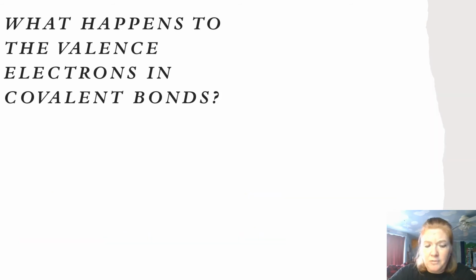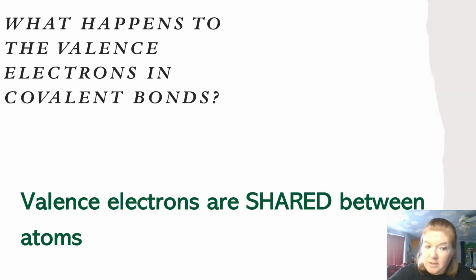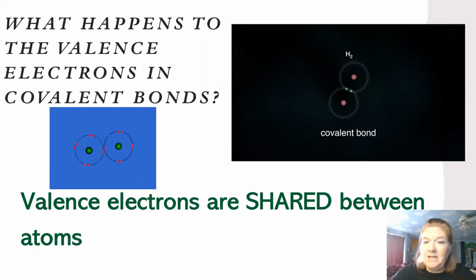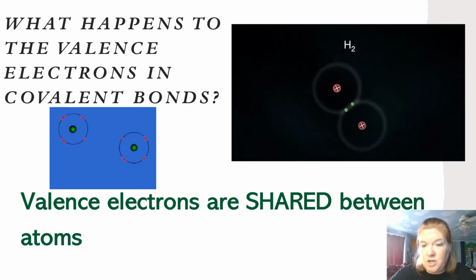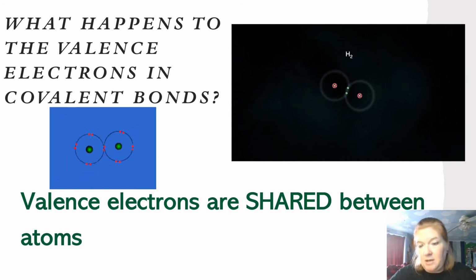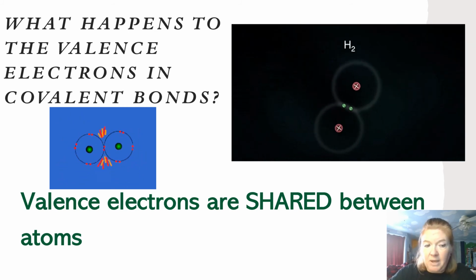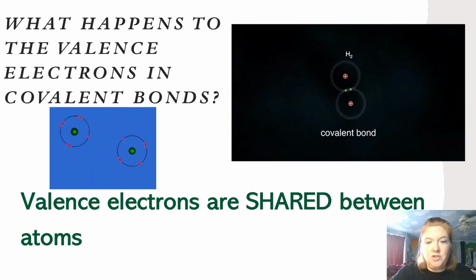And what about in covalent bonds? Well, in covalent bonds, valence electrons are shared between atoms. Okay, so they bond and share those electrons. So they both end up with a full valence shell with a covalent bond by sharing the electrons.